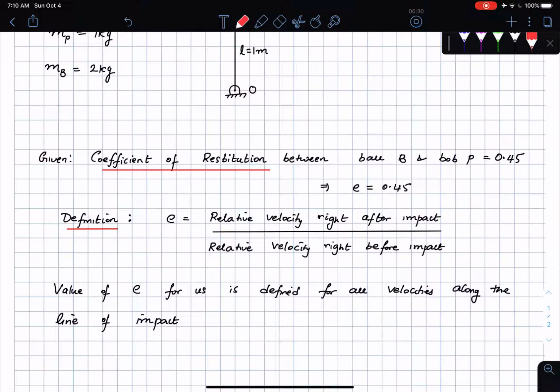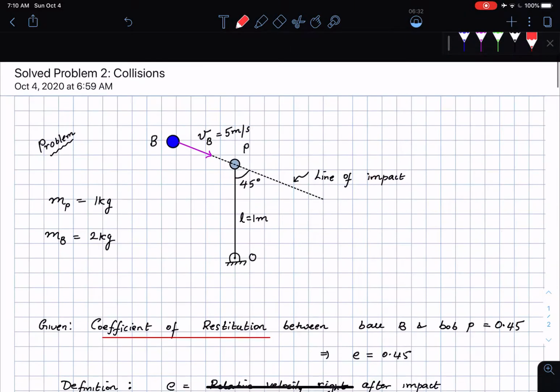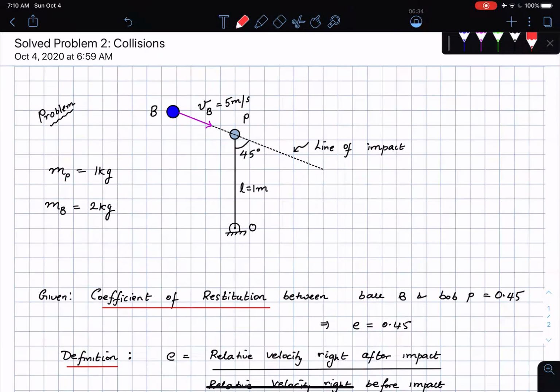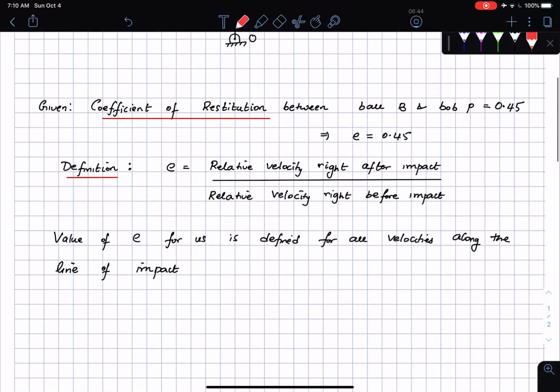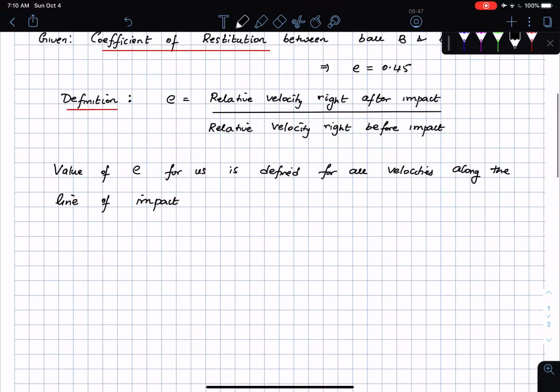Okay, so once again, I have a pendulum here which is initially at rest. There is a ball that is coming and striking the pendulum. Here is a line of impact between the pendulum and the ball. What am I supposed to find out? Okay, find all the post-impact velocities.